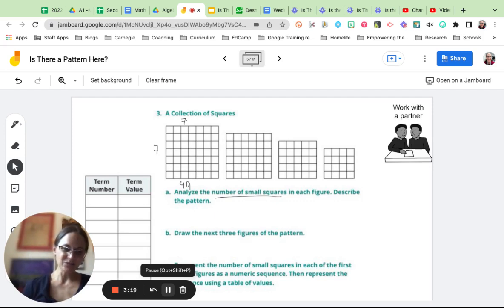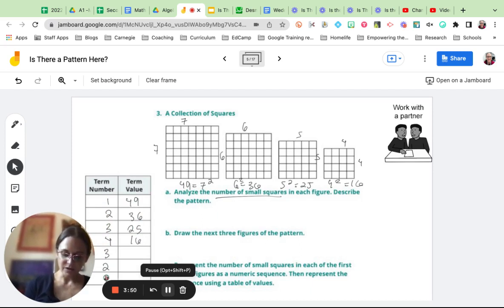All right, it looks like you're ready to talk about this. Our second square was 6 by 6. 6 squared was 36. First one was 7 squared, wasn't it? Our next one is 5 by 5. 5 squared is 25. And our next one was 4 by 4. 4 squared is 16. So in our table, we have 1, 2, 3, 4. We started with a term value of 49, then 36, then 25, then 16.